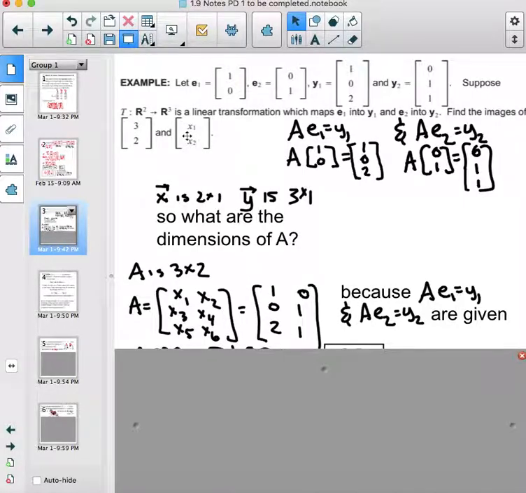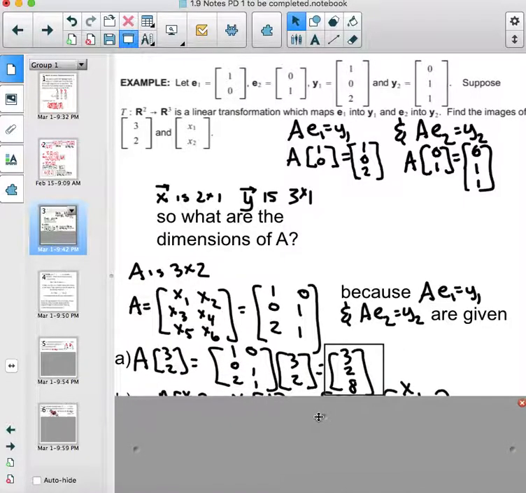Now, what is the image of 3, 2 under the same transformation? So take A times the column vector 3, 2, do the matrix multiplication, and you get 3, 2, 8. You might notice that 3 times the first column gives you 3, 0, 6, and 2 times the second column gives you 0, 2, 2. What happens when you add the 3 and the 2, and then the 6 and the 2? Aha, look what you get.